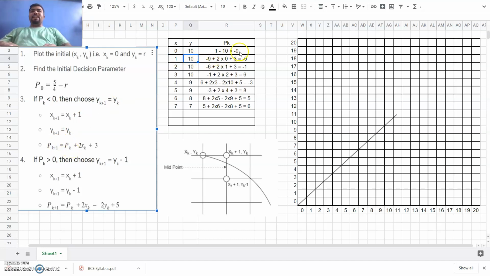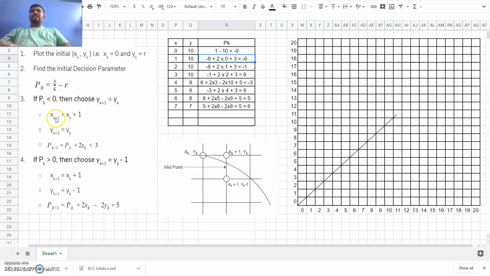And we find out pk plus 1, which is dependent on pk, that is minus 9 that we get from here, plus 2 into xk. Obviously it is not the new x, it is the old x. Old x was 0, so it is 2 into 0 plus 3, right? If we do that, we get minus 6. Now what is minus 6? It is again less than 0. So obviously we'll be executing the third point again.